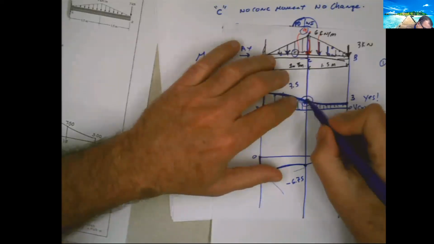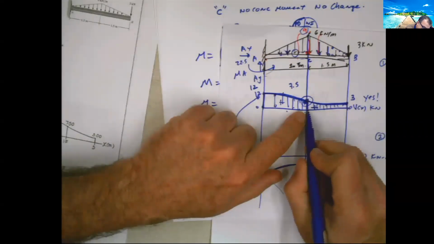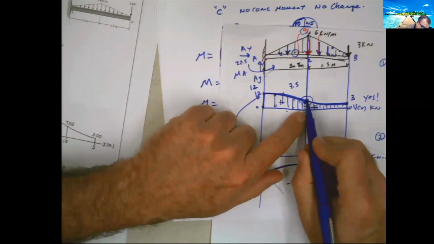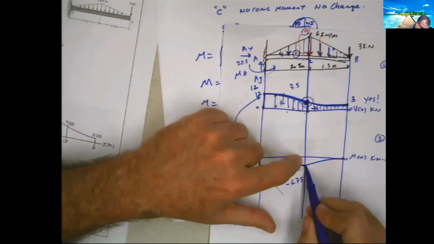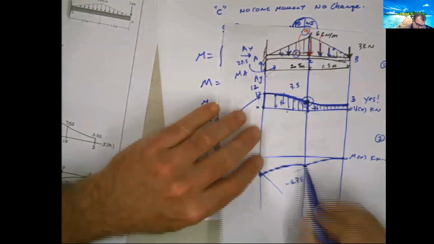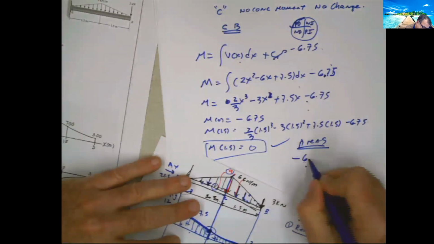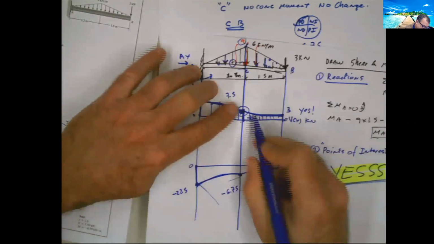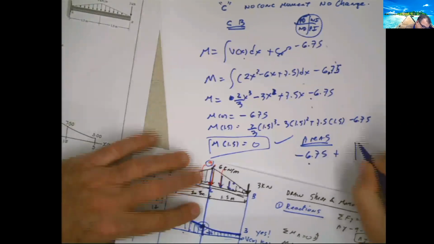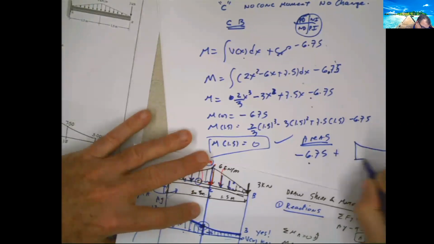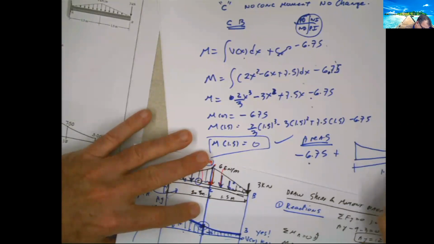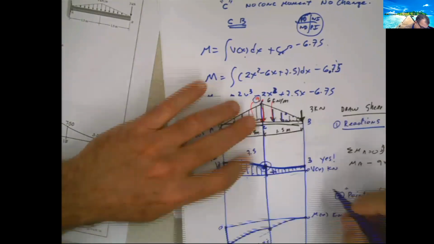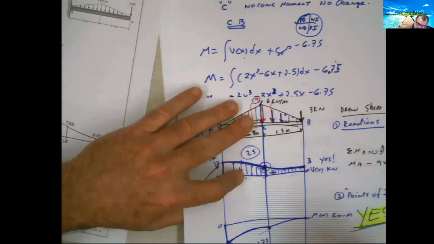So let's do the method of the areas. Now I have this value here. This value, I'm sorry, negative 6.75. And I find this area. And that area is this. This is 3, this is 1.5, and this is 7.5.